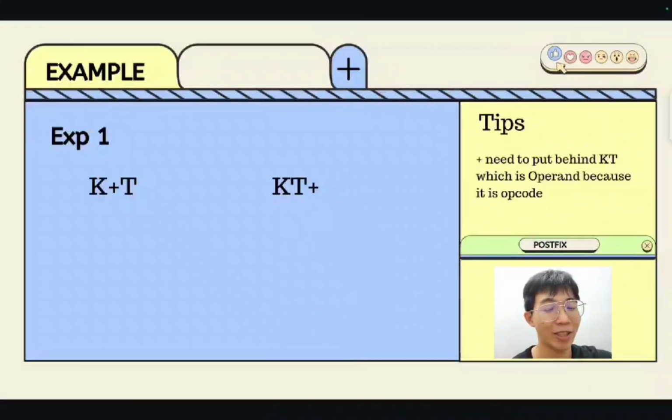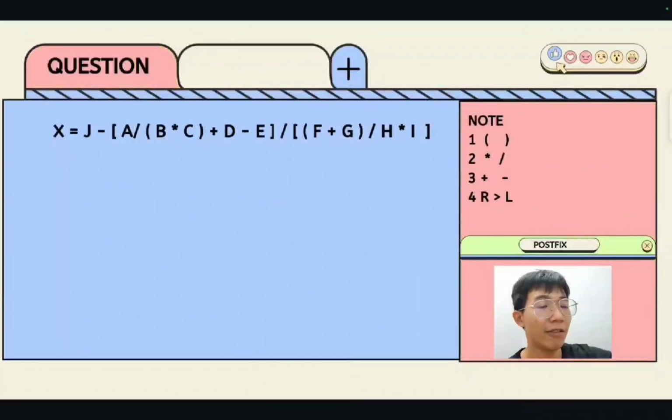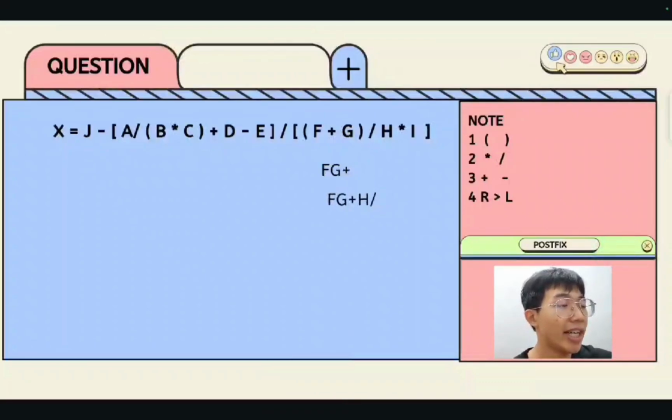So finally, we look at the question now. The question is generated by my teammates, Gan Seung Wing and Chong Wei Shen. First of all, you look at the right hand side first. The right hand side has a big bracket, and inside the big bracket is another bracket. So we solve the inside bracket first. F plus G will become FG plus. And you also can draw a smile under the F plus G to help you understand which part you are doing. At the right hand side, what remains is divide hash and multiply I. So it will become hash divide and I multiply.